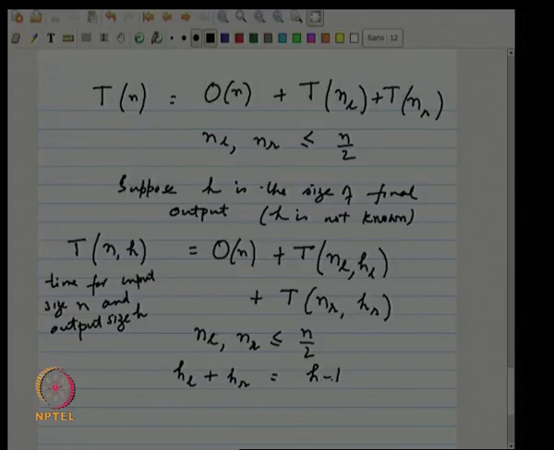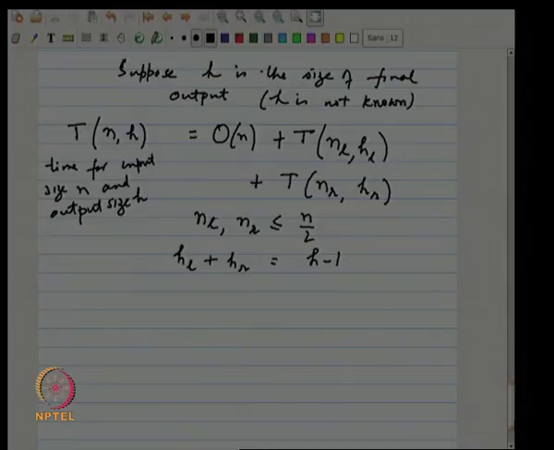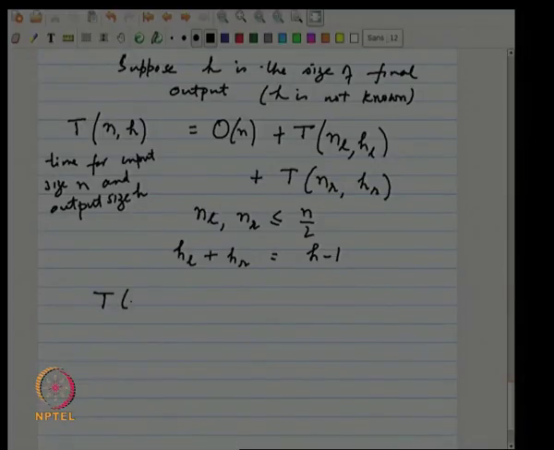Now, this recurrence, I maybe should ask you to try to solve, but I will give you the solution. How you solve it, take it as an exercise. The solution to this happens to be n log h. How you are going to verify this, I leave it up to you. You may not have seen such recurrences before.